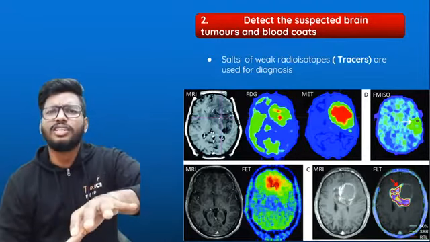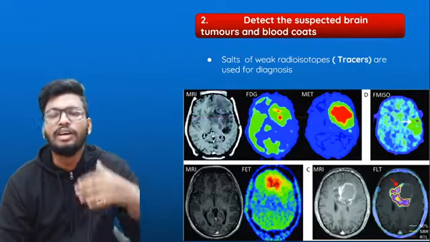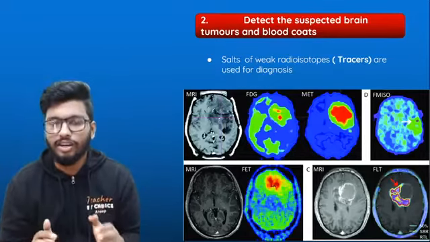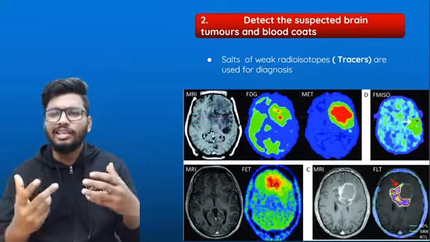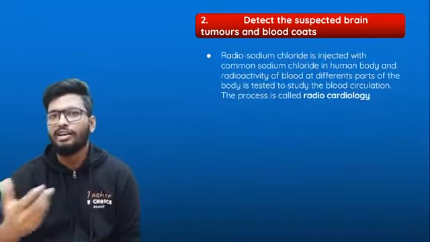So what we do over here is that we take weak radioactive isotopes. We take salts of weak radioactive isotopes, and those things are called tracers, all right? These are not that strong, which can completely damage your body. So these are basically injected into your body. With that, they also add sodium.